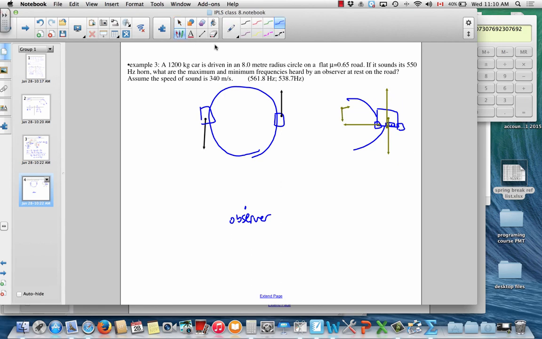Whoops, what happened there? That's not good. Okay, let me pause that and clean that up. Okay, there, that looks better. So select pen. Hopefully we're back in business here now.